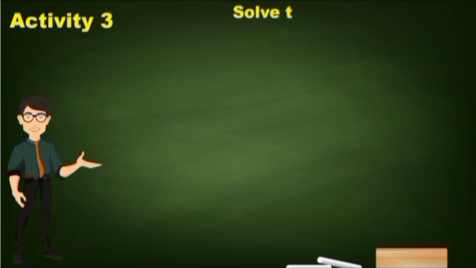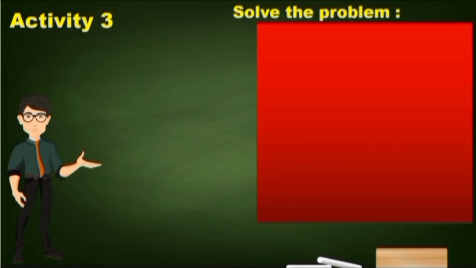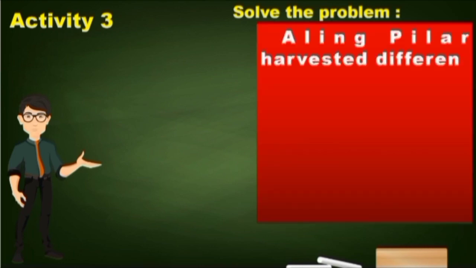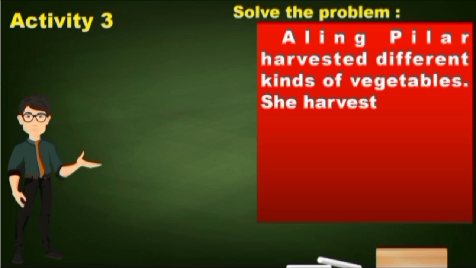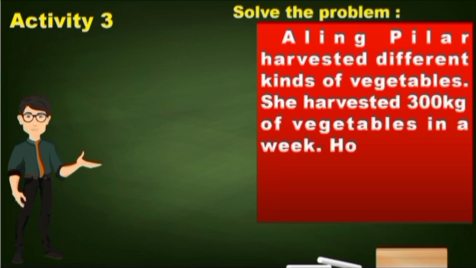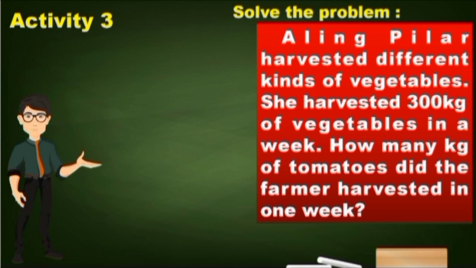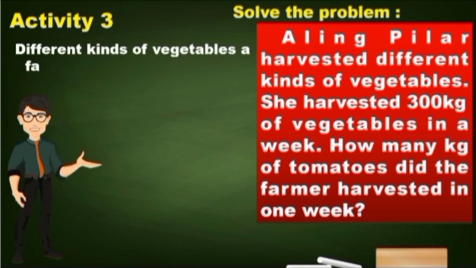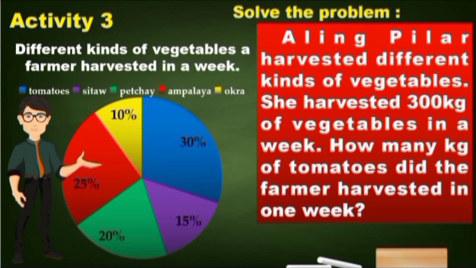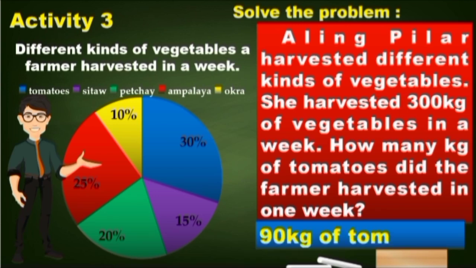Let us now proceed to activity number 3. Solve the problem. Aling Pilar harvested different kinds of vegetables. She harvested 300 kilograms of vegetables in a week. How many kilograms of tomatoes did the farmer harvest in 1 week? The title of the graph is Different Kinds of Vegetables a Farmer Harvested in a Week. So based from the graph, 30% for tomatoes. What do you think is the answer? The answer is 90 kilograms of tomatoes. Very good.